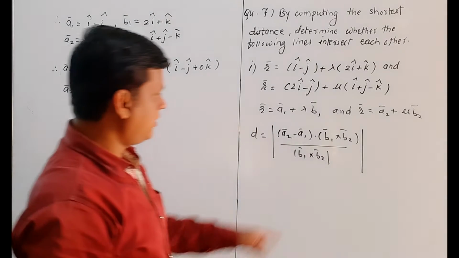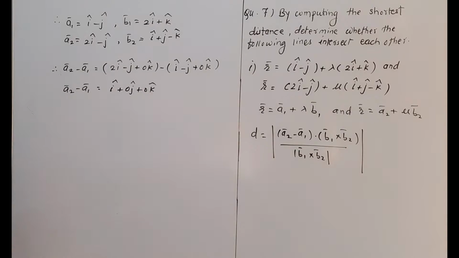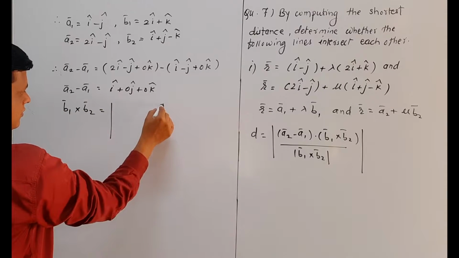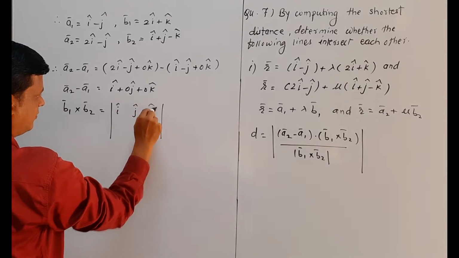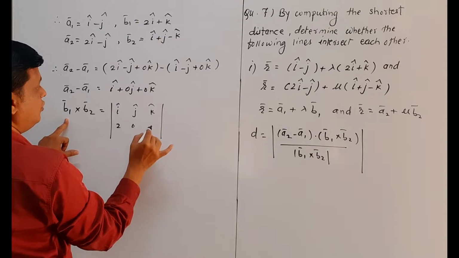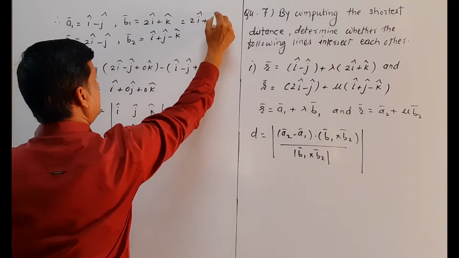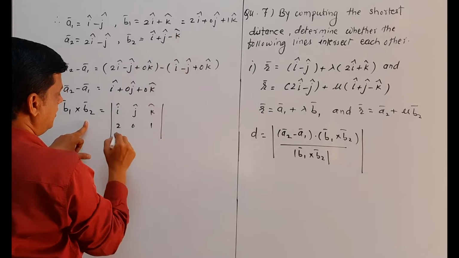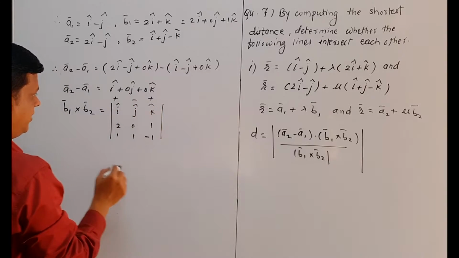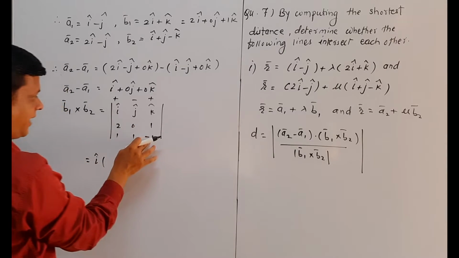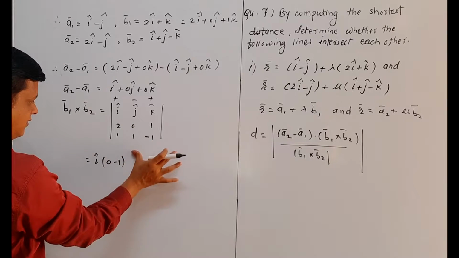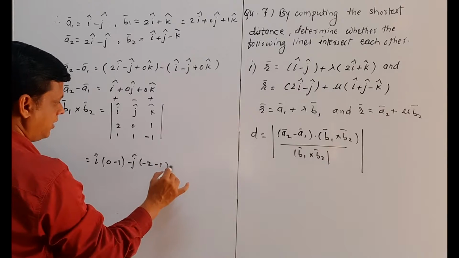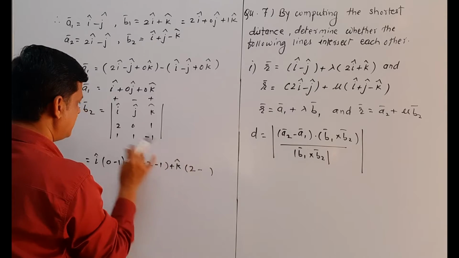Now we have to calculate the value of b1 bar cross b2 bar. So b1 bar cross b2 bar is equal to, in the first row we write ijk, then b1 bar, that is 2 0 1, because we write this as 2i plus 0j plus 1k. Then vector b2, 1 1 minus 1. So we calculate this determinant. First I cap into 0 into minus 1 is 0, 0 minus 1 into 1 is 1. Then next minus j into 2 into minus 1 is minus 2 minus 1 into 1 is 1. Then plus k into 2 into 1 is 2 minus 1 into 0 is 0.